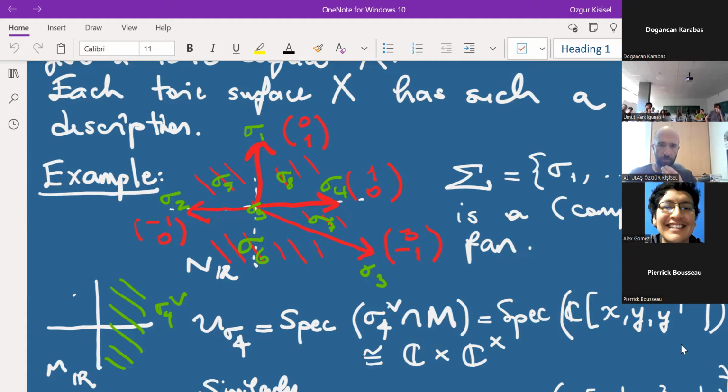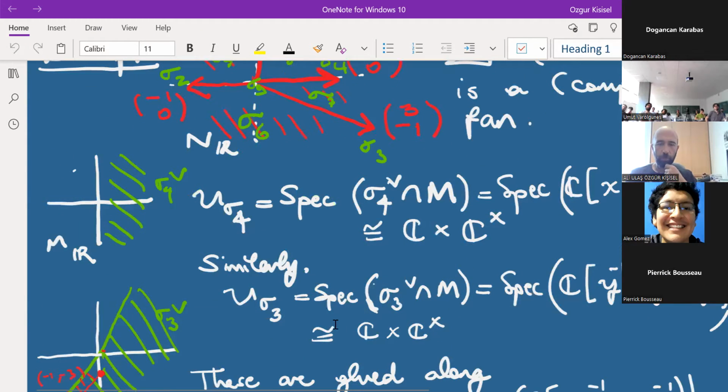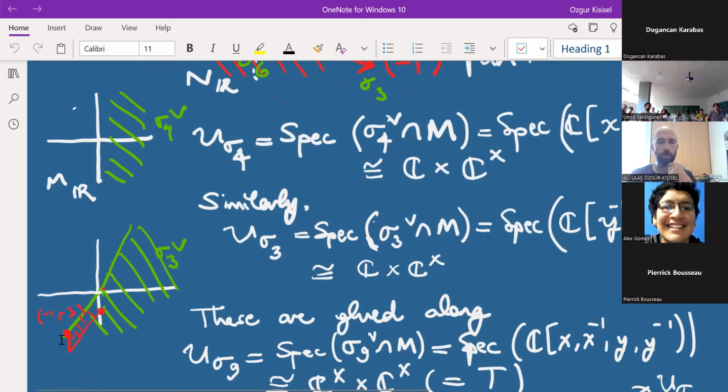Now, in a similar way, you could do a neighboring ray, maybe a slightly non-trivial looking one, sigma 3. This is (3, -1). Then you would have U sub sigma 3. You do the same thing. This time this is a straight line here. So the sigma 3 check is another half space, slightly bent.